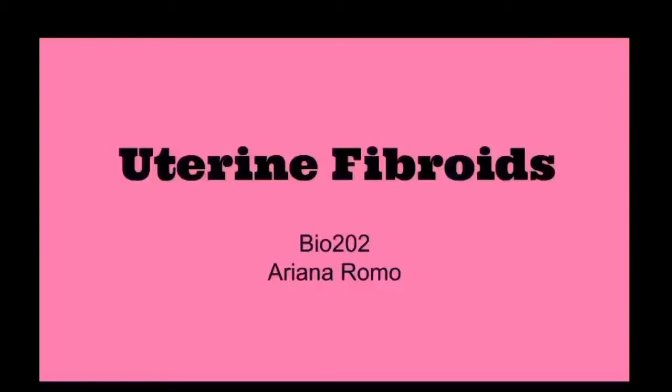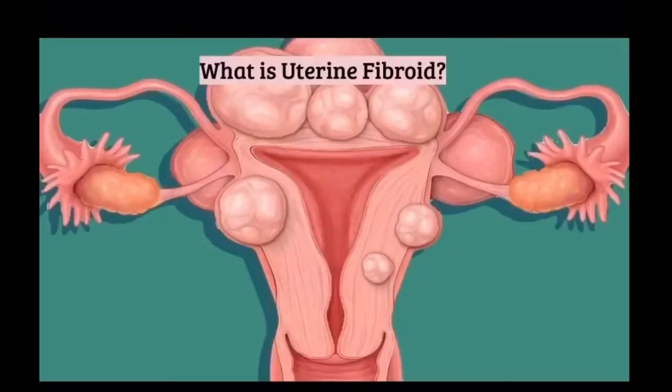Hey everyone, today I'll be talking about a reproductive disorder called uterine fibroids. So, what is a uterine fibroid? Fibroids are benign tumors that appear in a woman's uterus during the time a woman could bear a child. Another name given to uterine fibroids is leiomyomas. There are different types of uterine fibroids which are classified depending on their location.